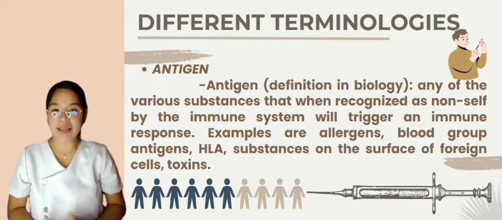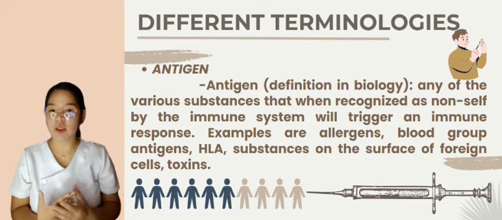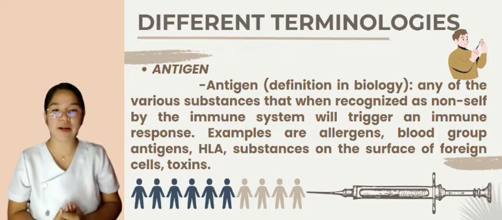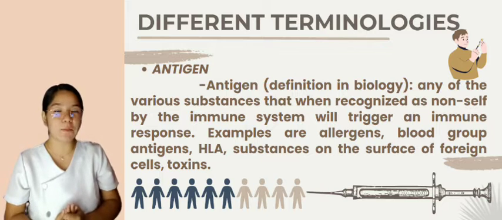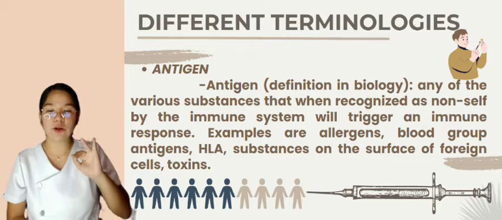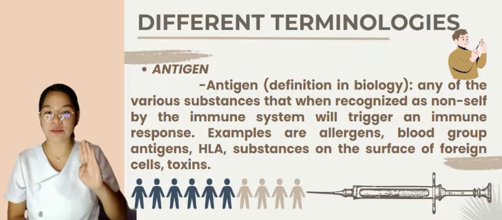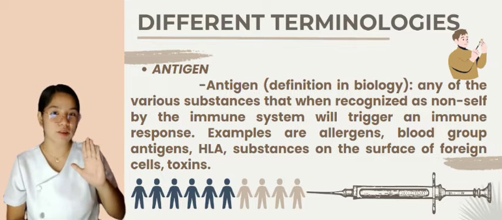We also have antigen. According to biology, it is any of the various substances that, when recognized as non-self by the immune system, will trigger an immune response. Examples are allergens, blood group antigens, human leukocyte antigens, substances on the surface of foreign cells, and toxins.